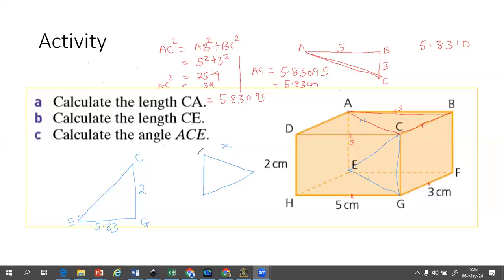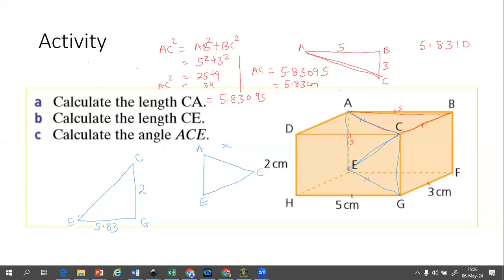Then the last one, angle ACE. Now ACE. Now you draw your figure. So our figure is going to be like this, and then like that. So I have here A, I have C, I have E. And now we are looking for the angle.